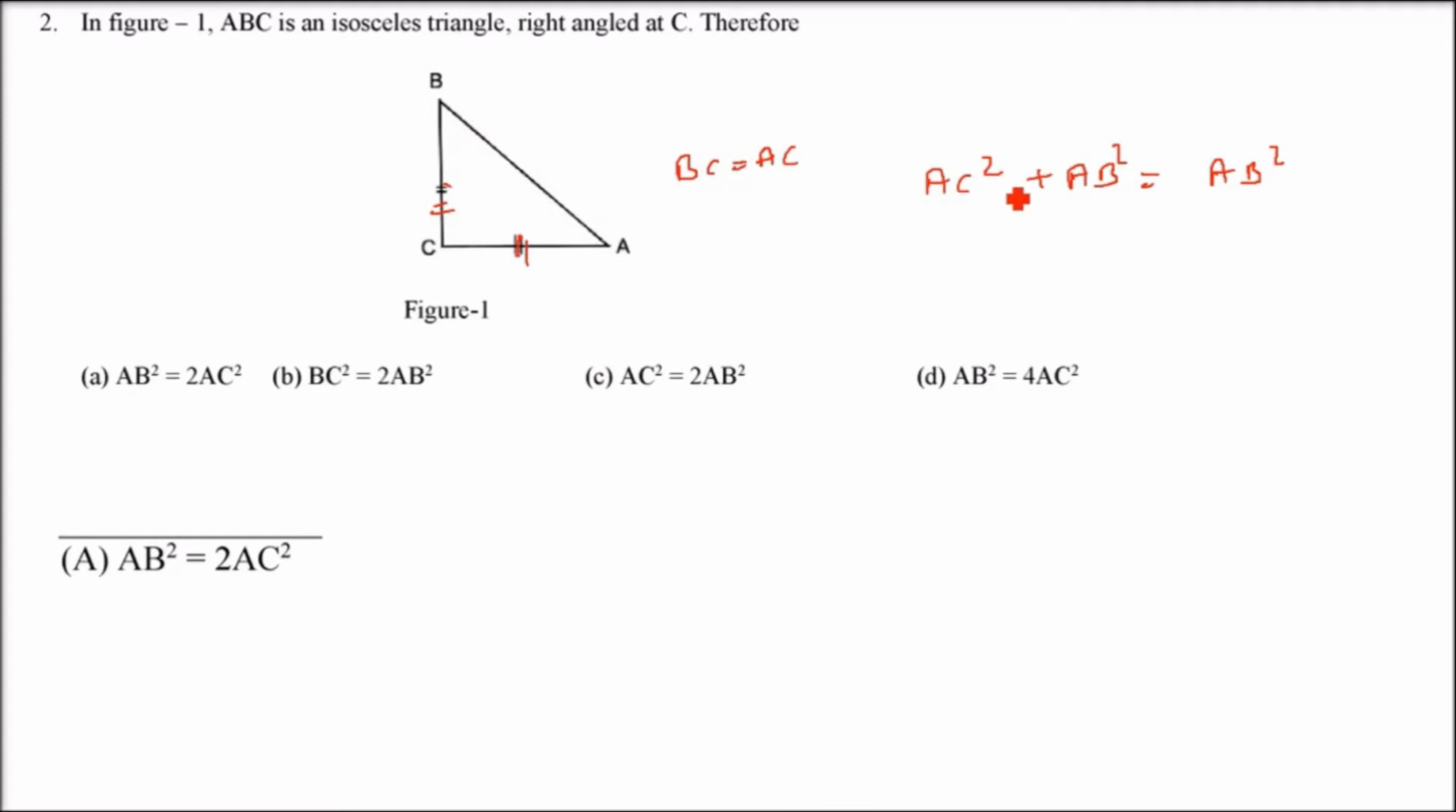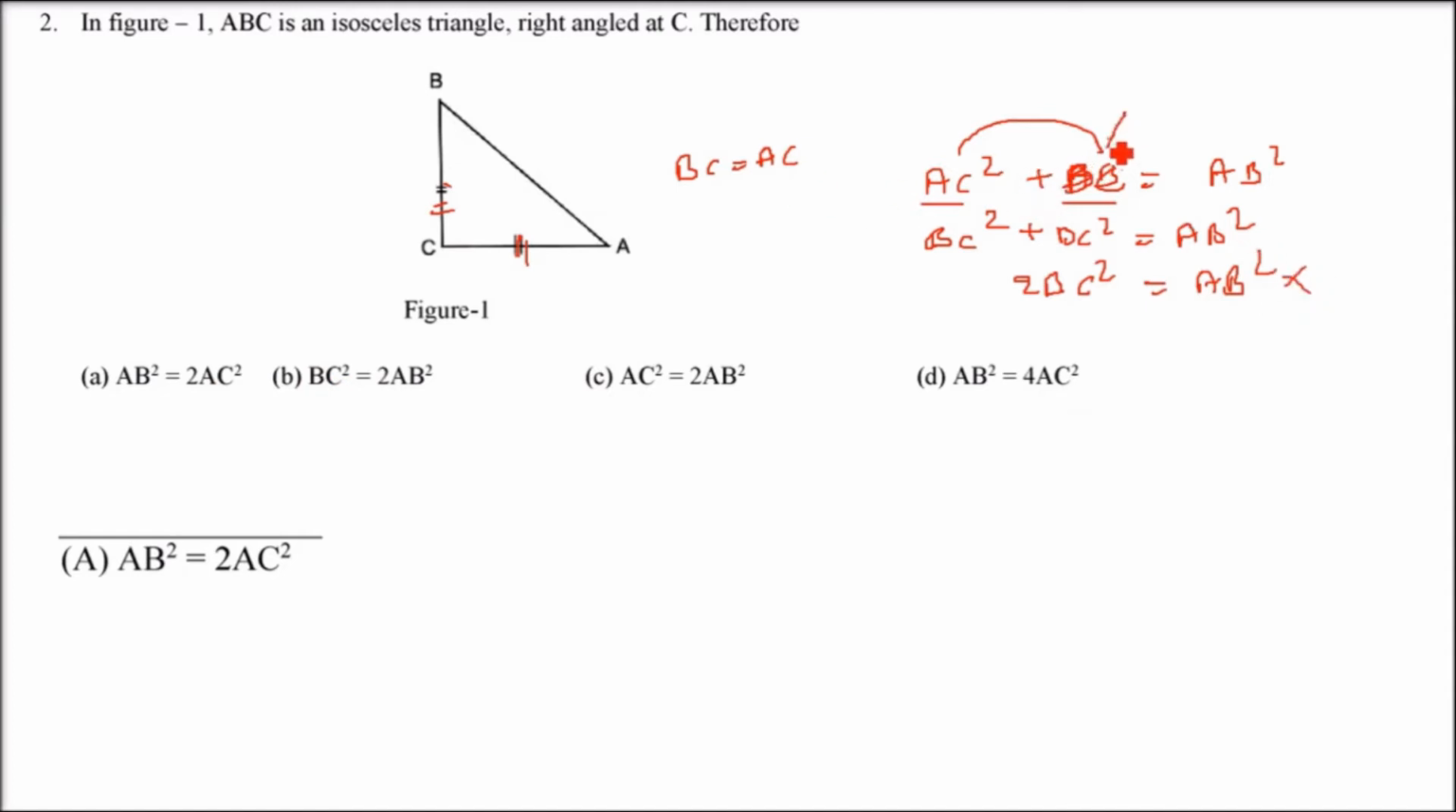AC equals BC. Now AC and BC are equal, so you can take either way. Either you can write AC as BC. So BC square plus BC square is AB square. So BC square plus BC square is 2BC square, and this equals AB square. Do we have any option here? No, we don't have any option.